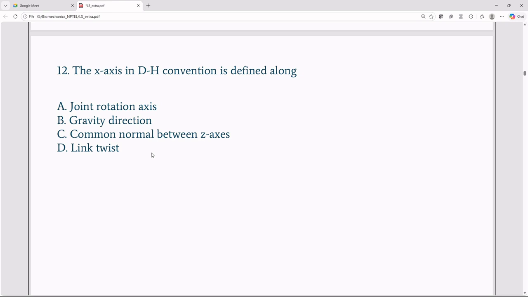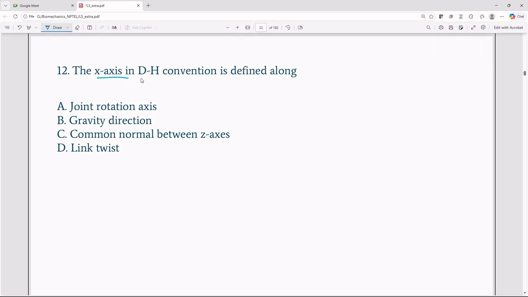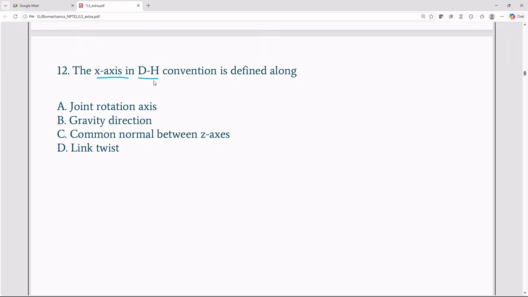In what direction is the x-axis in DH convention defined along? Option A, joint rotation axis. Option B, gravity direction. Option C, common normal between the z axes. Option D, along the link twist.